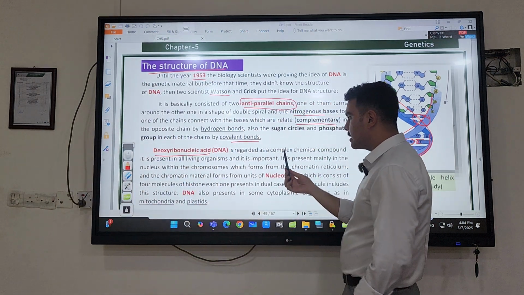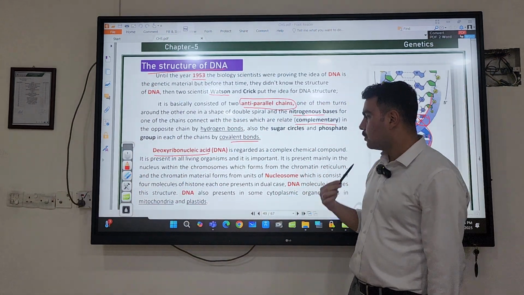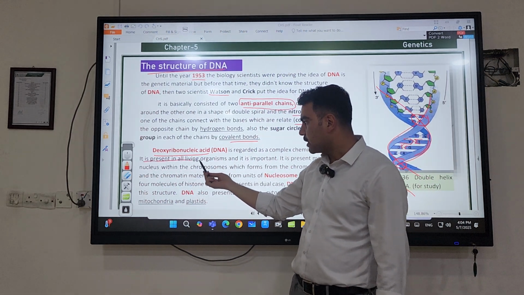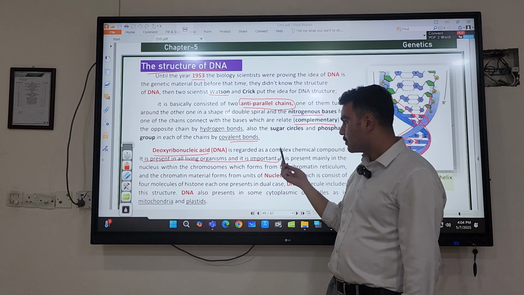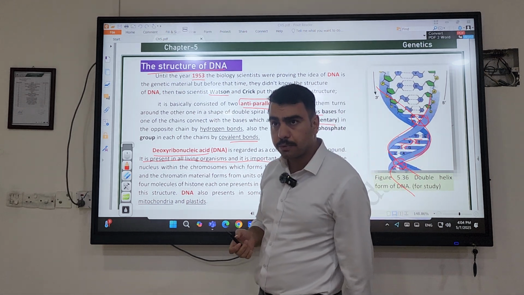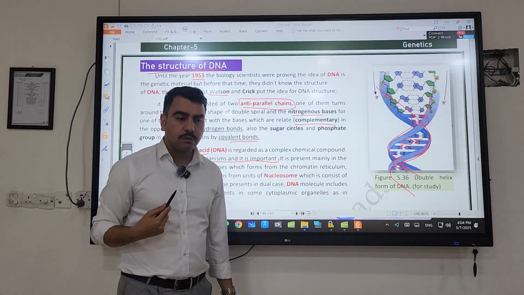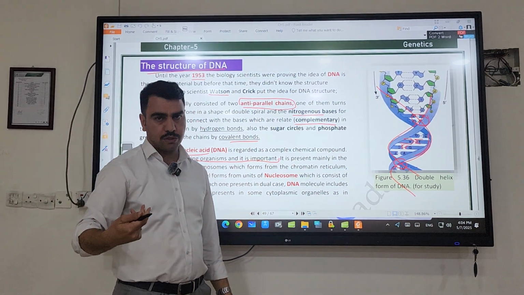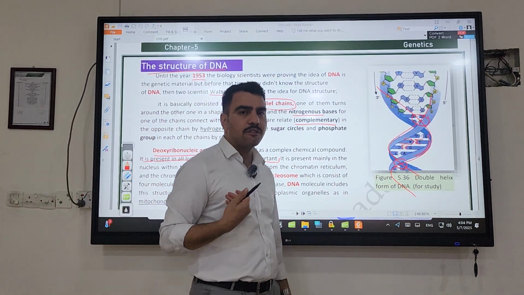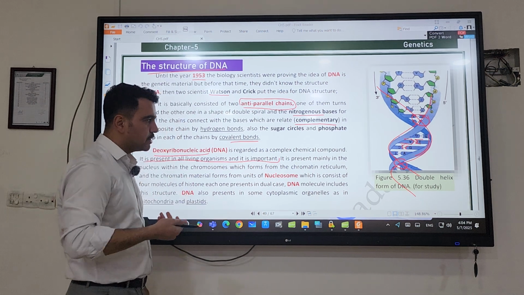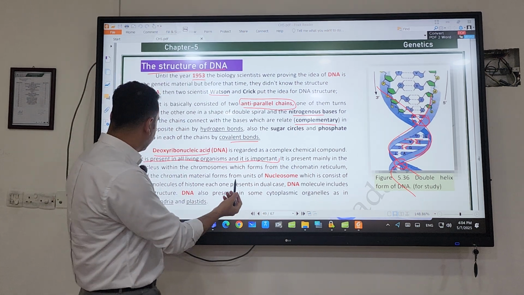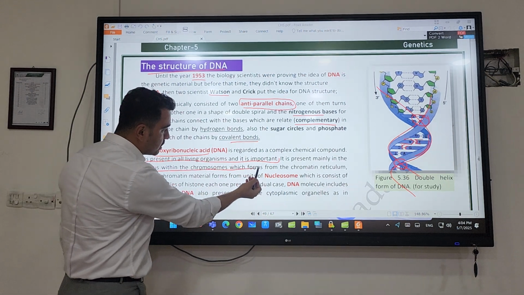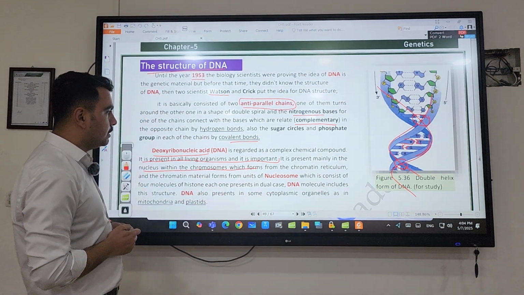Regard it as a complex chemical compound. It is present in all living organisms and it is important for life. Why is it important? Because it works like a memory. It transfers all information from parents to offspring, generation by generation. It is the main material within the chromosomes, which form from the chromatin reticulum.